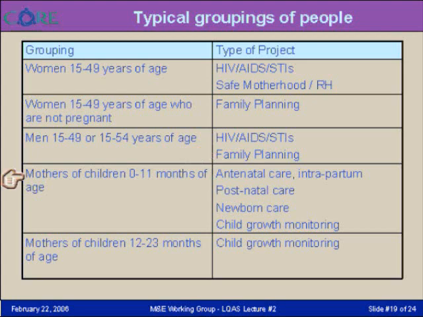We could also have a grouping of mothers with children 0 to 11 months of age, and those will be more appropriate for the type of interventions that include antenatal care, interpartum, postnatal care, newborn care, as well as probably child growth monitoring. We could also have another grouping of mothers of children within the age of 12 to 23 months, and those will be more appropriate for projects that include child growth monitoring again, and perhaps immunization as well.